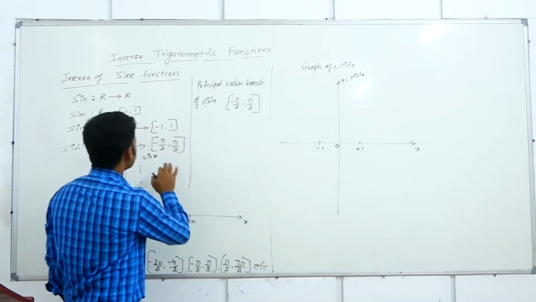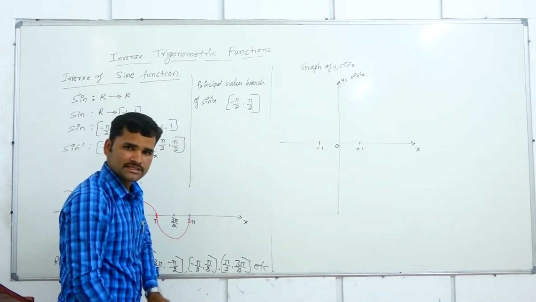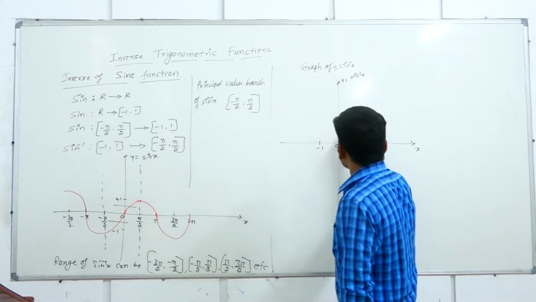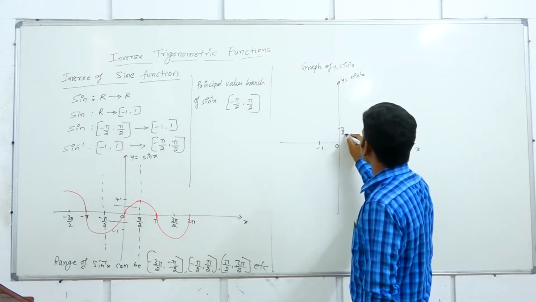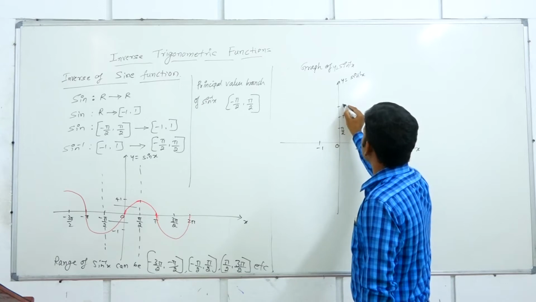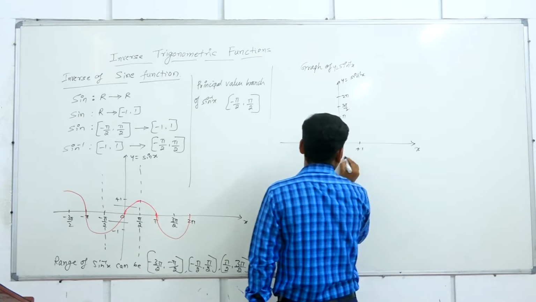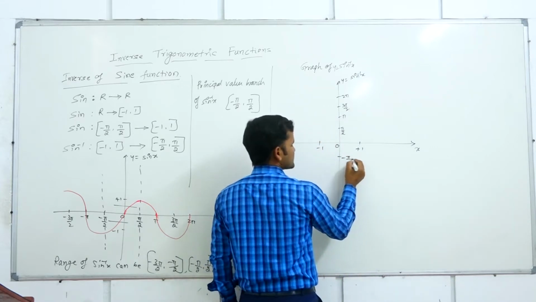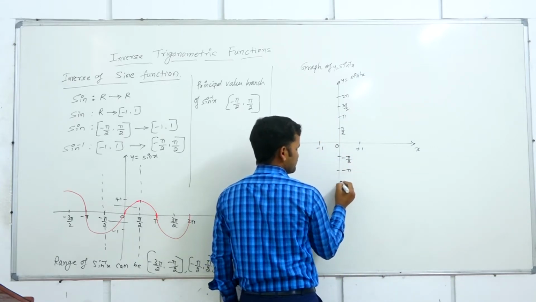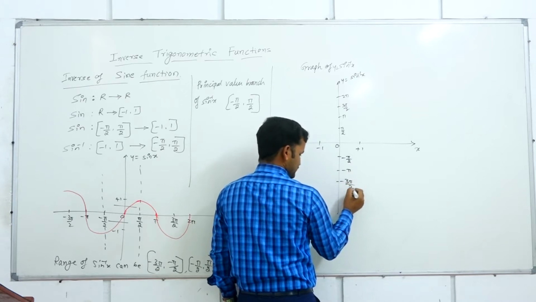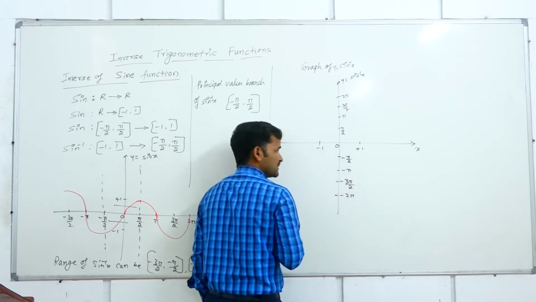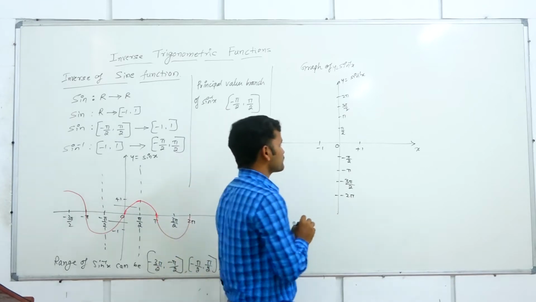And what are the values? -90 to +90, like that it is proceeding. Okay, plus pi by 2, pi, 3 pi by 2, 2 pi, and on the negative y-axis, minus pi by 2, minus pi, minus 3 pi by 2, minus 2 pi. Now drawing the graph of this.